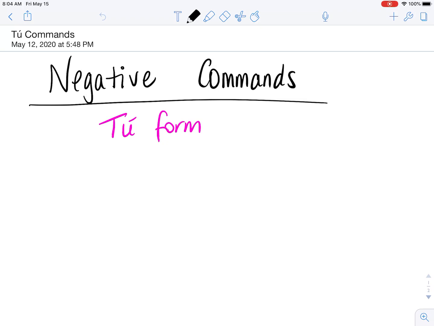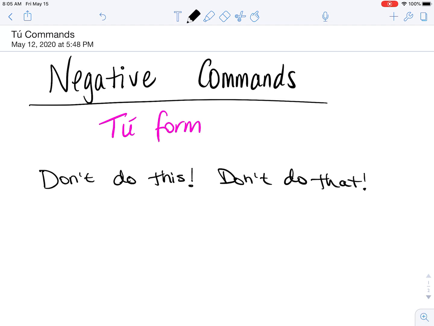Hola clase. All right, today we are going to talk about negative commands in the tú form, or negative tú commands. And just so we are all clear, negative commands would be telling somebody, don't do this, or don't do that. Okay?